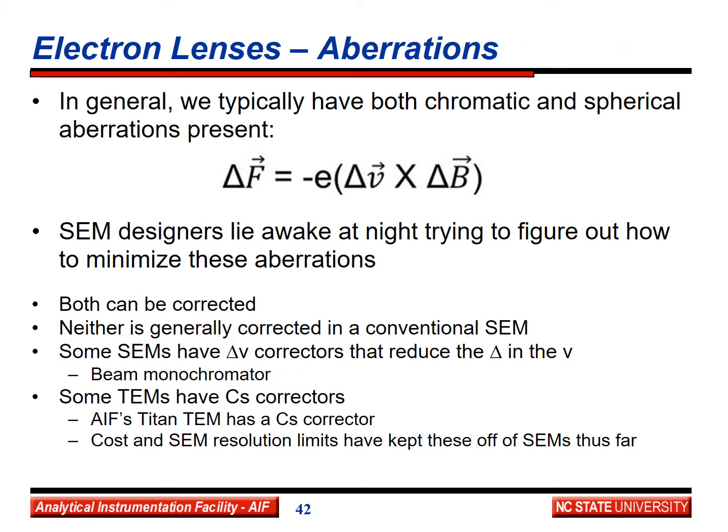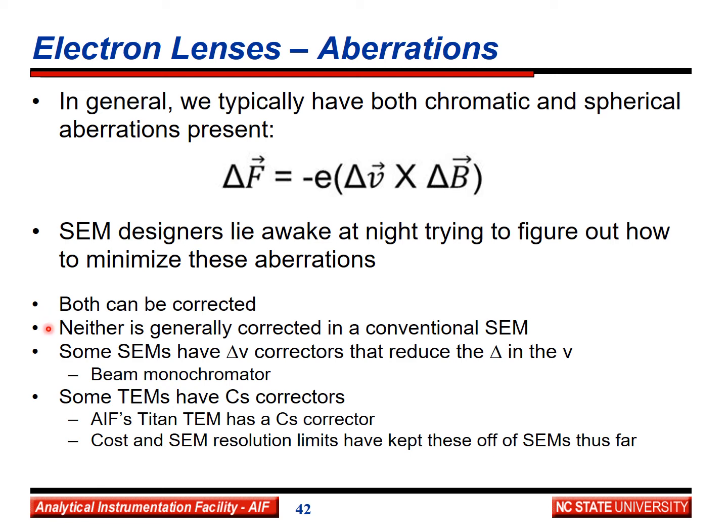In general, we're going to have both chromatic and spherical aberrations present in our system. So the delta in the force that the electrons experience is going to be both a function of the delta in the velocity between one electron and another, and the delta in the B field as we go radially across the B field. SEM designers lie awake at night trying to figure out how to minimize these aberrations because they reduce your resolution. Both can be corrected.